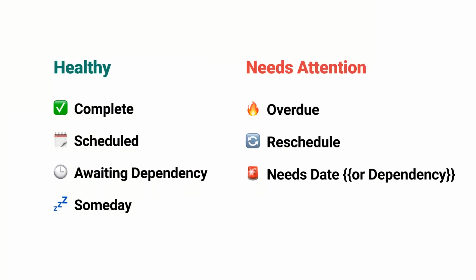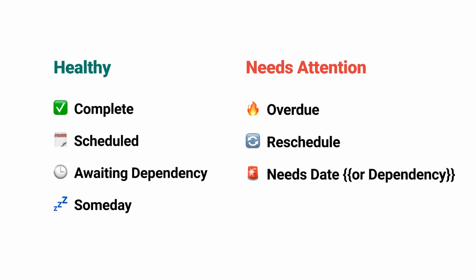So each task will have one of 7 possible statuses. 4 are healthy statuses, and the other 3 indicate that the task needs attention. If the status is complete, the task is non-recurring and fully completed. Scheduled means the task is assigned a date that is not yet passed. A task awaiting dependency depends on another task that remains uncompleted. And then someday means the task is safely logged to be completed in the future.